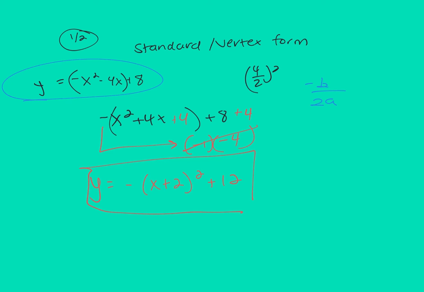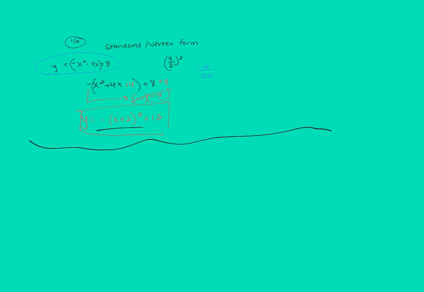Sorry. Axis of symmetry on this one. X equals negative 2. Good. If I wanted the vertex, it would be what? Negative 2, 12. Okay. Those are the things you want to be able to identify. And then obviously graph it if you need to.